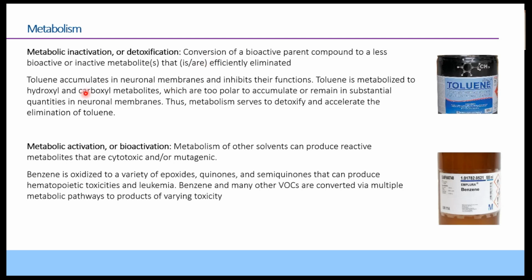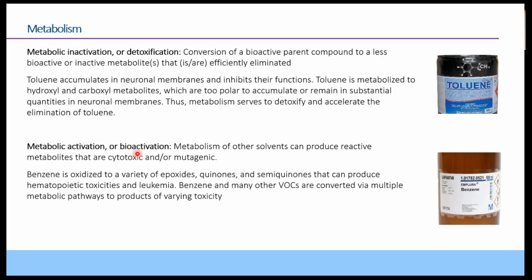detoxification. So toluene accumulates in neuronal membranes and inhibits their functions. And toluene is metabolized to hydroxyl and carboxyl metabolites, which are too polar to accumulate or remain in substantial quantities in neuronal membranes. Thus, metabolism serves to detoxify and accelerate the elimination of toluene. So you see here toluene is metabolized to hydroxyl and carboxyl metabolites, which are polar, so they cannot accumulate, and then they are eliminated. So this toxicity is reduced because of the metabolism.